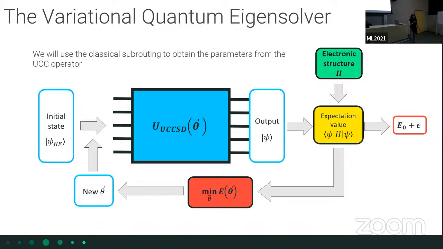The problem here is that the number of gates that we require grows pretty fast. So we have a lot of parameters, but on the other side, the precision is really high because we are approximating the ground state really.